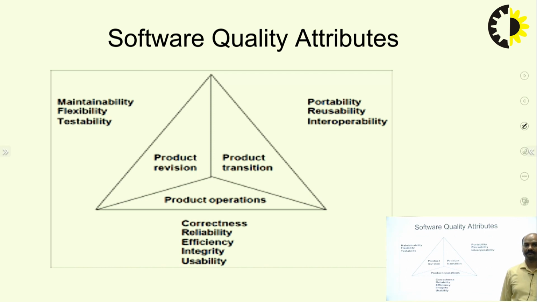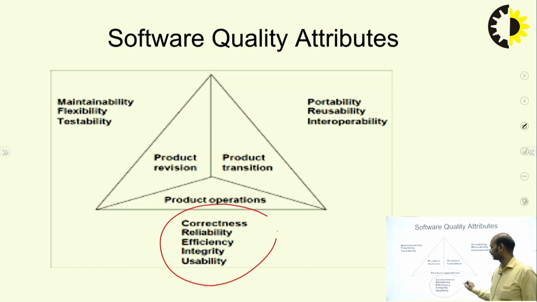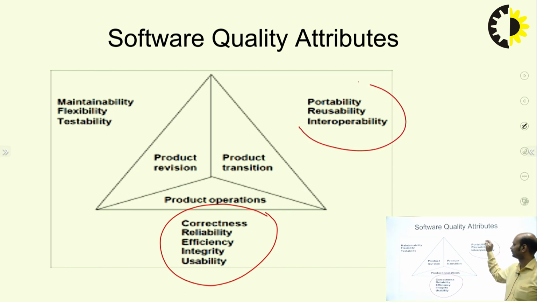So, the last topic is the software quality attributes. This is the McCall software quality attributes. There are three parts of this particular triangle: product operation, product transition, and product revision. These characteristics are required at the time of product construction, and when we transit that particular product to the client, then these properties are required, that is portability, reusability, interoperability, and product revision.